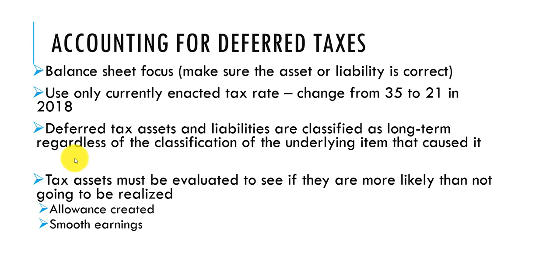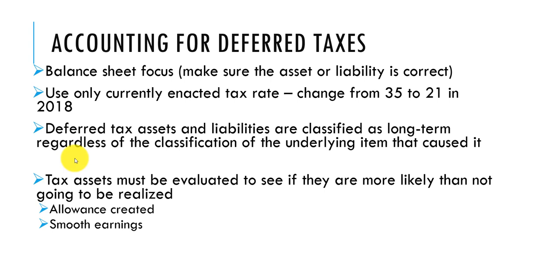Tax assets must be evaluated. One of the things about a tax asset is the only way you're going to get a benefit from a future deductible amount is if you have income in the future. So having a deduction with no income doesn't do anybody any good. So that means that you have to look at your tax assets and evaluate them on an annual basis to make sure that you're going to be able to use them to offset future income.